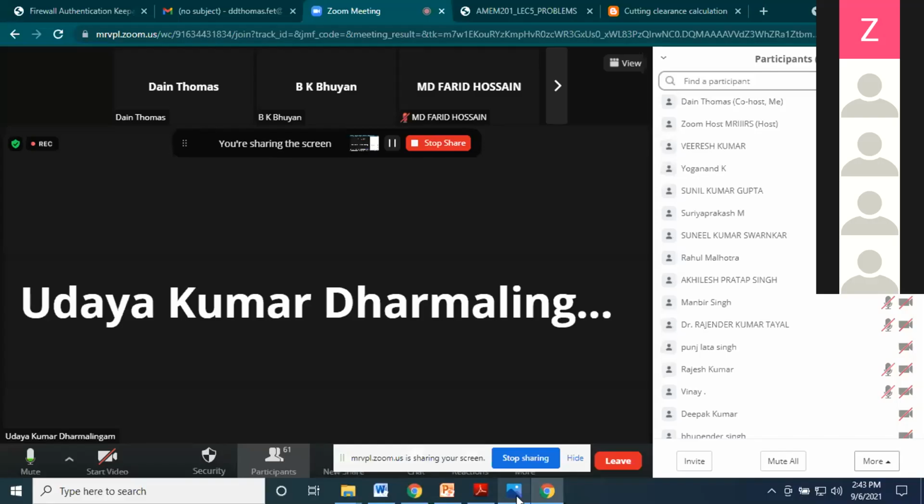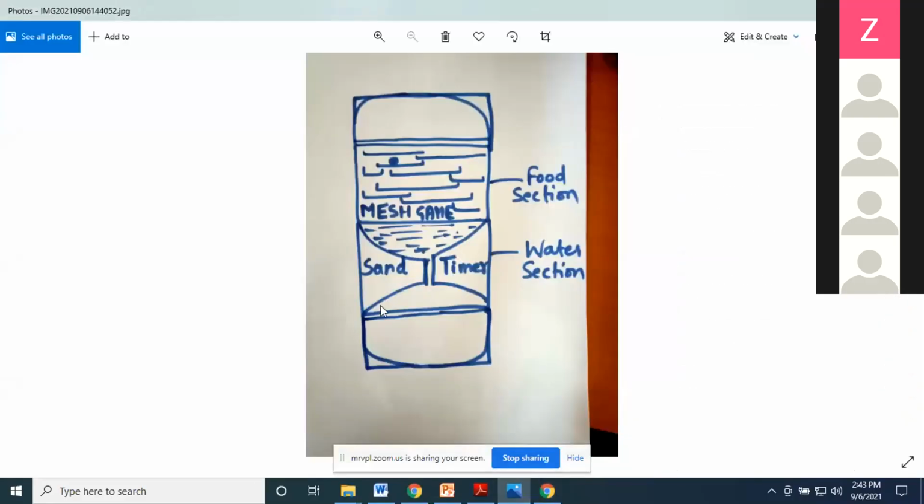Sir, a colleague of mine has also designed a bottle and he would like to share it. Yeah, please go ahead. Okay, sir. He has sent it to me. I am sharing my screen. Mr. Pratik Mittal? Yes, sir. Please go ahead and explain your idea.